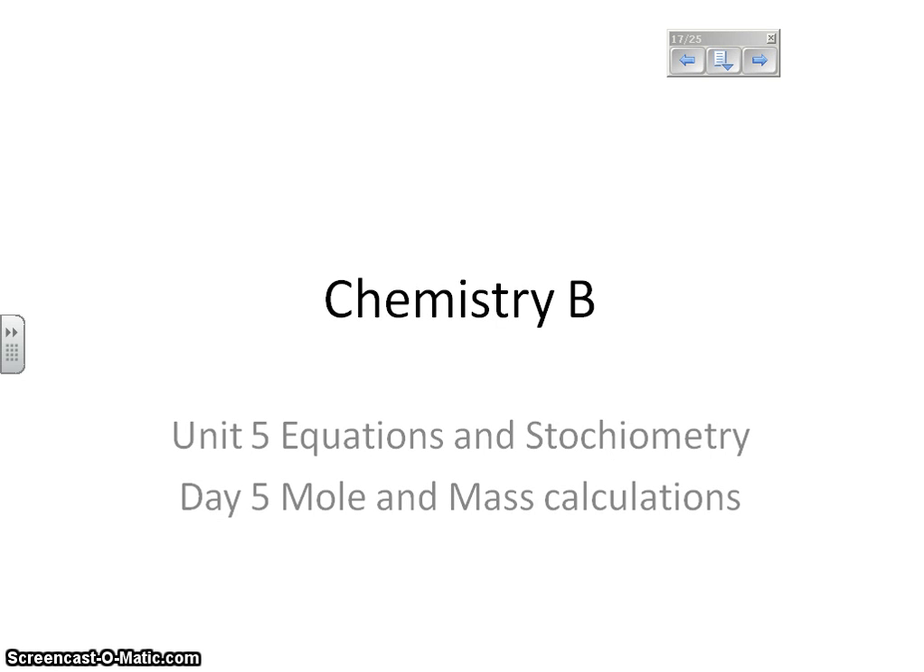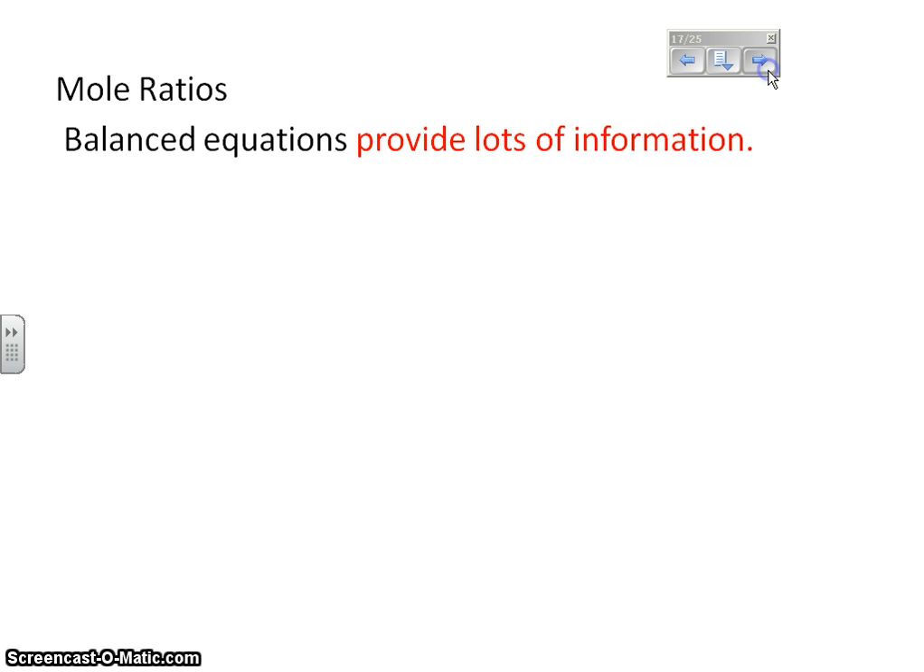It's Chemistry B, Unit 5, Equations in Stoichiometry. Today we're going to talk about moles and mass calculations, mole ratios, balanced equations, and things like that. So let's get started. First of all, we need to understand that a balanced equation tells us lots of information.